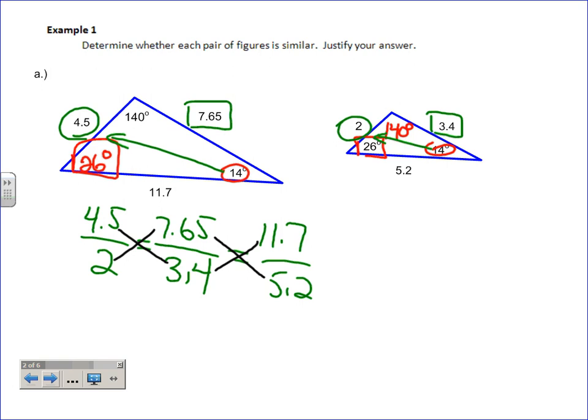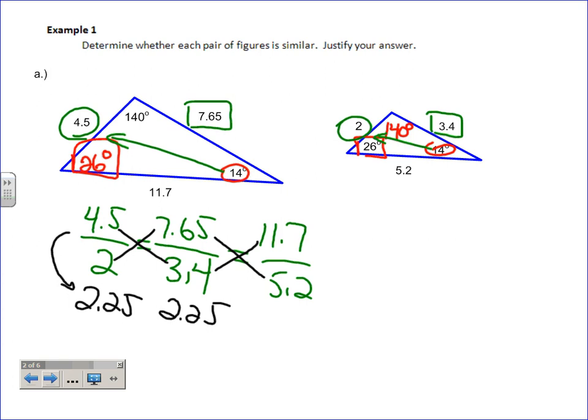All right, first group, what do we get? 4.5 over 2. Haley. 2.25 is that one. All right, middle group, what'd you get for 7.65 divided by 3.4? So are we doing good so far? Now, do I just check those two and we're good? We don't have to worry about the third one? No, you've got to check. You've got to make sure that it works.